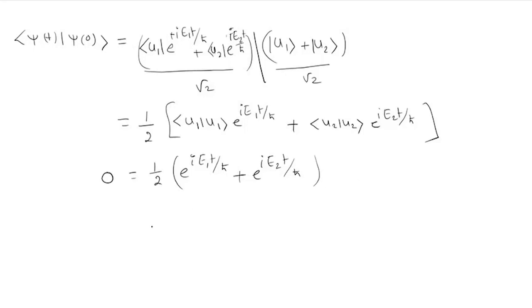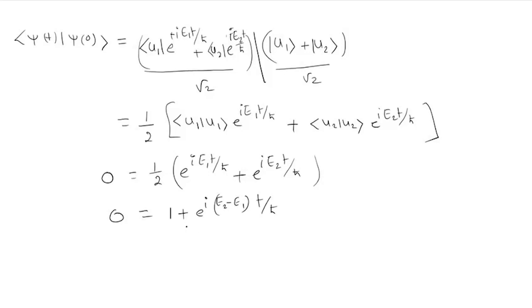You solve it for t. You can try. All you have to do is multiply and do some manipulation. Let me do it. You multiply, 2 will go away. And then you multiply both sides with exponential minus i E1 t over h cross. So if I do that, this is nothing but 1 plus exponential i (E2 minus E1) t over h cross is equal to 0.